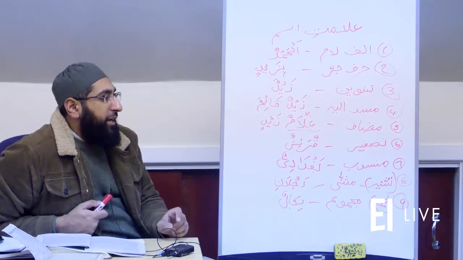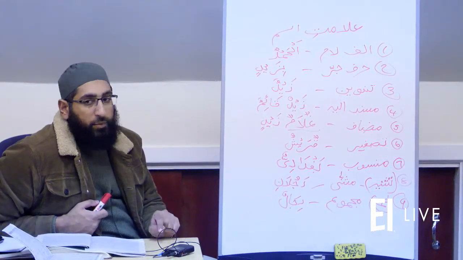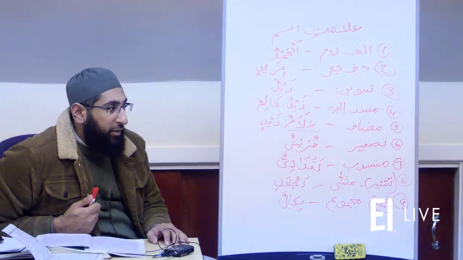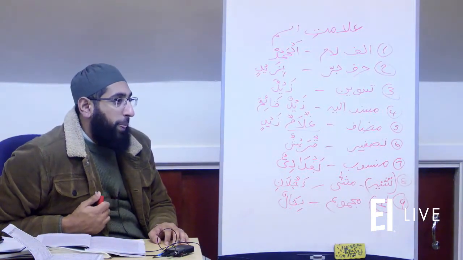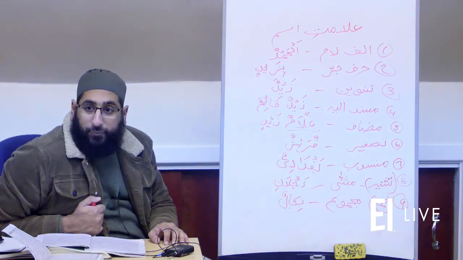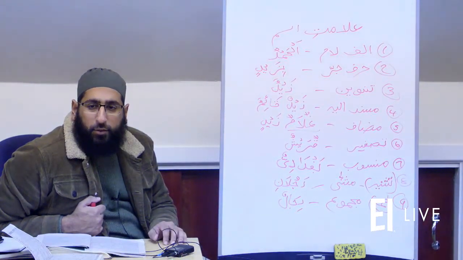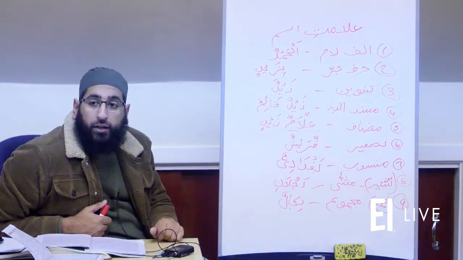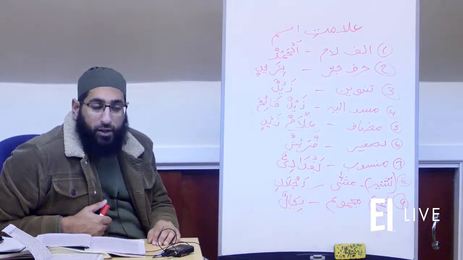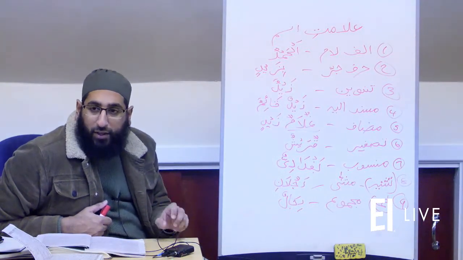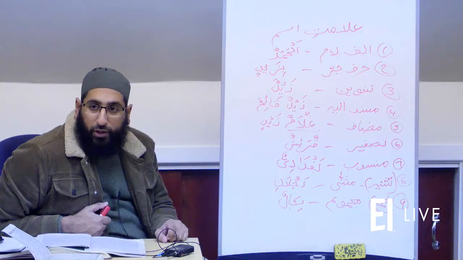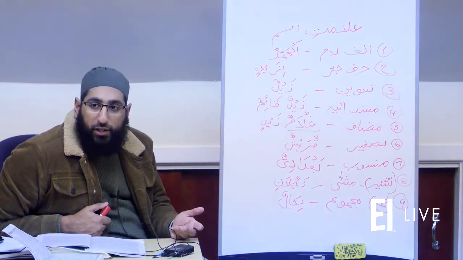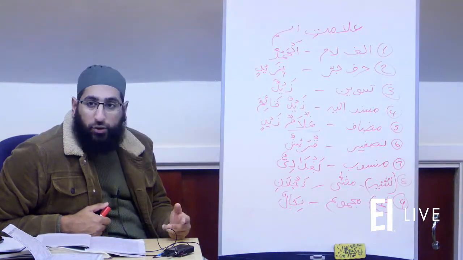So, it is an ism that is dual and an ism that is plural. Isn't there an objection on that? How can it be both? No, not one word, but like you got rajulani, that means two men. Rijalun means men, many men. So ism can be either dual or plural. If you write rajulani, it means two men. If you write rijalun, it means many men.